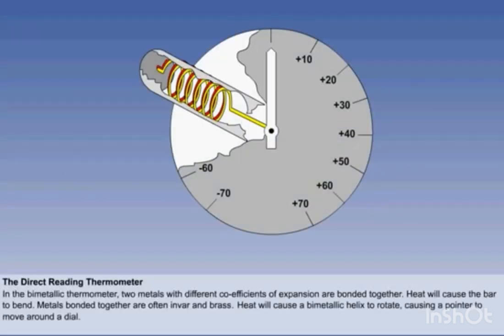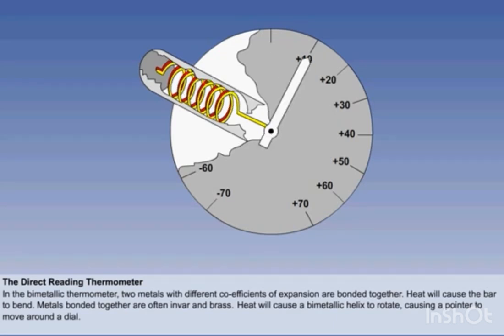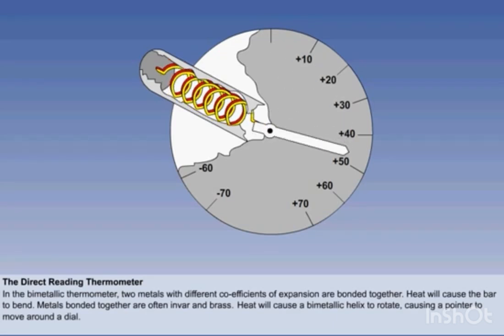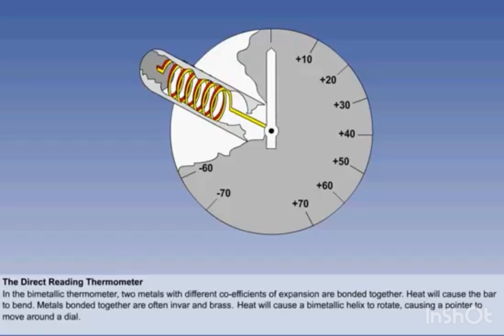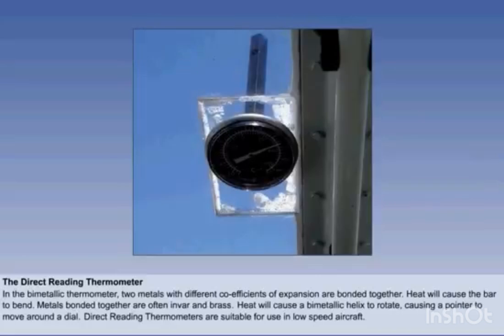If the bimetallic strip is now wound into a coil or helix and one end is held fast, then any temperature change will cause the helix to rotate. This rotation can be used to drive a pointer around a dial, which can be calibrated in the form of a temperature scale. Simple direct reading thermometers are subject to a number of errors which we will look at later in the lesson, but they are adequate for use in relatively low-speed aircraft.